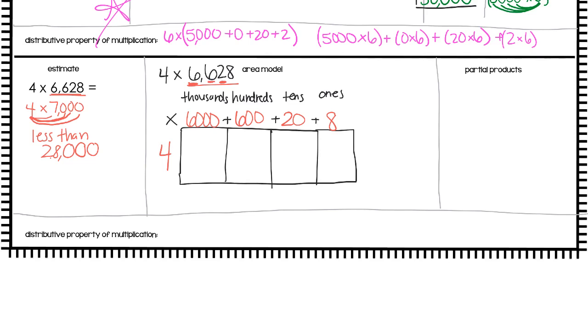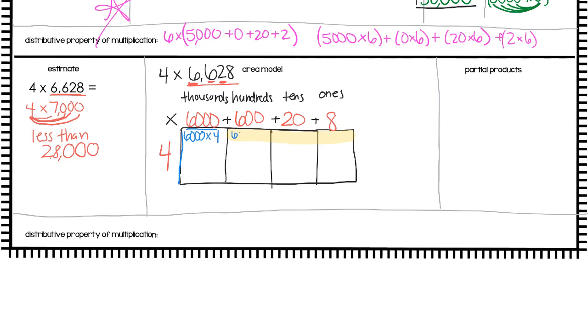All right, now it's your turn. I want you to go through and multiply each part. So we're going to multiply our number on top, 6,000, times our number on the side, 4. You're going to do that for the next 3 places, the hundreds, the tens, and the ones. Go ahead and do that. Pause the video.